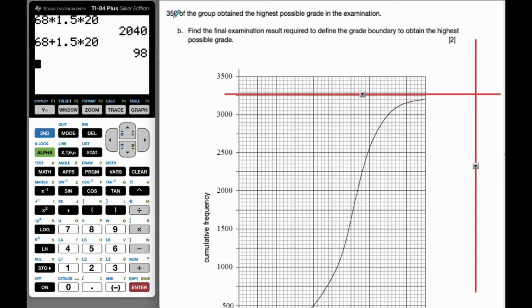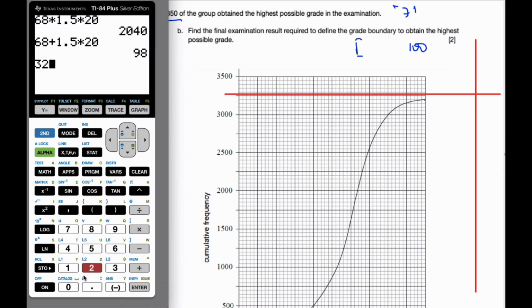Now we're told 350 students obtained the highest possible grade. So maybe they got a 7 if they're IB students. Find the final examination result required to define the grade boundary of the highest possible grade. So from what value to what value is the grade boundary? Well, the highest one is going to be 100. Where's the bottom end of the grade boundary? 350 students met this.